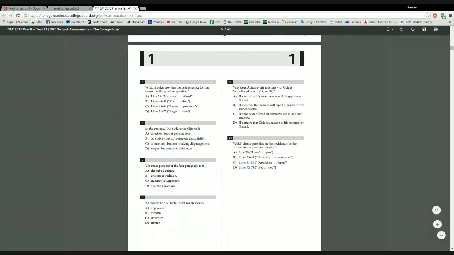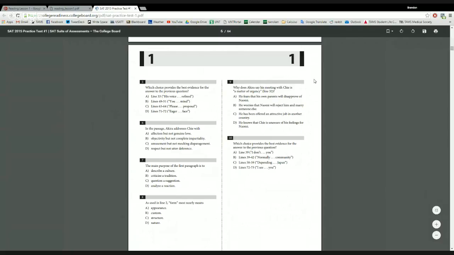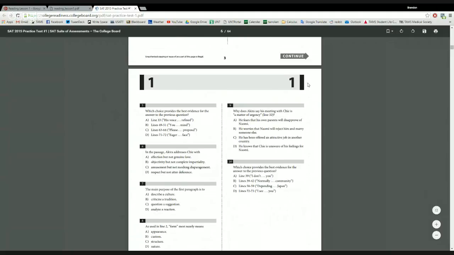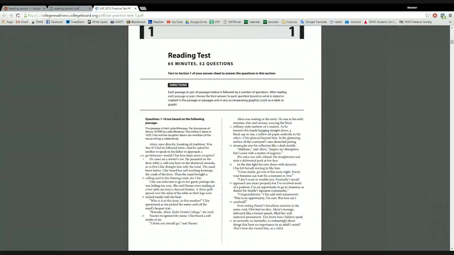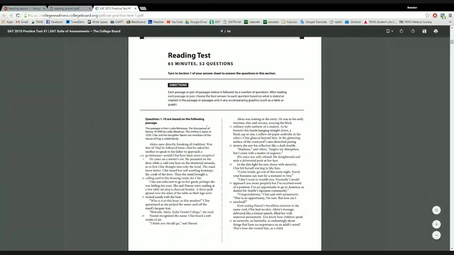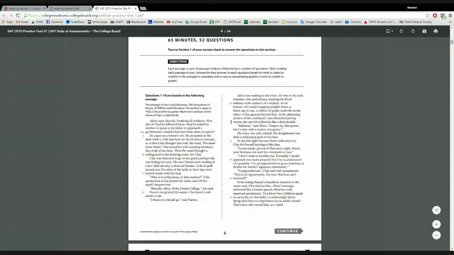So number 9. Why does the cure say his meeting with she is a matter of urgency? We go to line 32. Now, like I mentioned before, you want to read above and below to get the context of the question, but you also have to read most likely the paragraph that's mentioned in, as this is a narrative story, so it's probably asking for certain content, and it's pretty easy to find if you just read around this area.